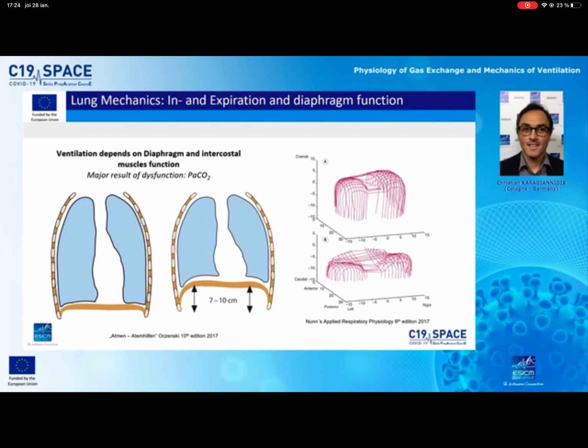Usually, our diaphragms move up and down in a range somewhere between 5 and 10 centimeters, very much dependent on age and weight, and also on having structural lung diseases or not. On the right-hand side, you see this typical dome-shaped diaphragm during expiration and during inspiration. And this is the important driving force to get the air into our lungs.